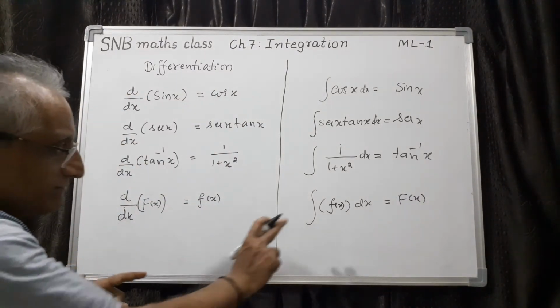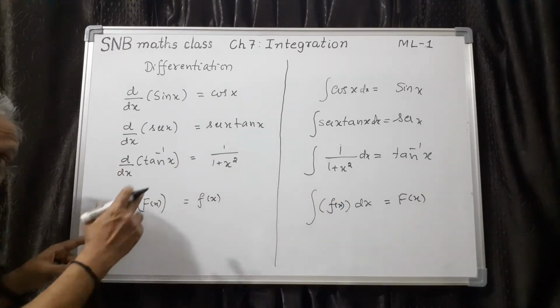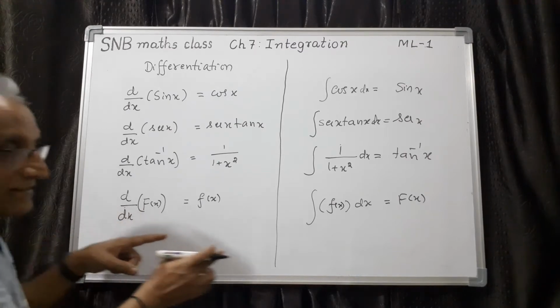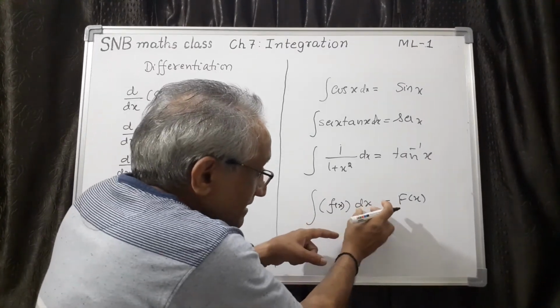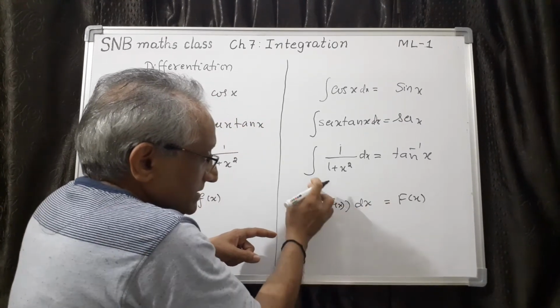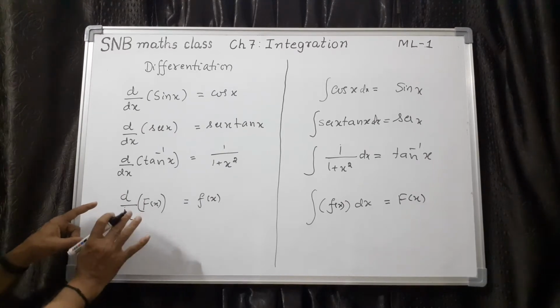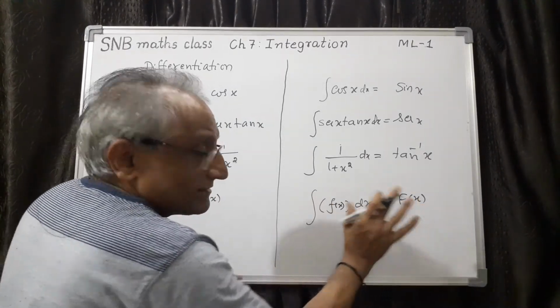And we use the same symbol. Since the process is reverse, dx is written here, indicating that it is a reverse process, and dx is multiplied with this function. Here the symbol is d by dx. Here it is integration. This is a symbol. So this is the meaning.